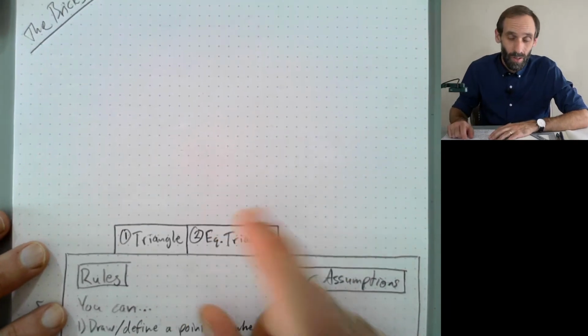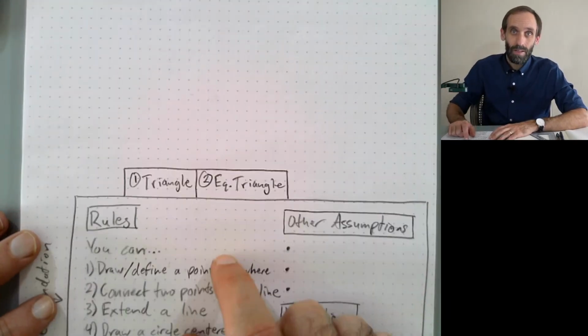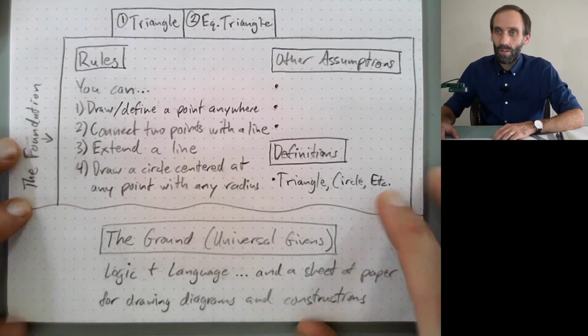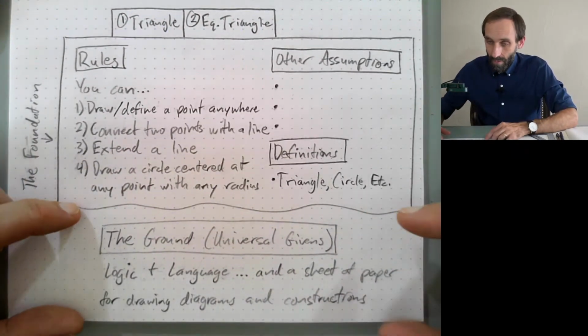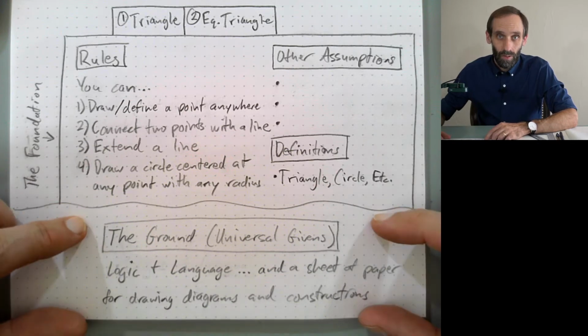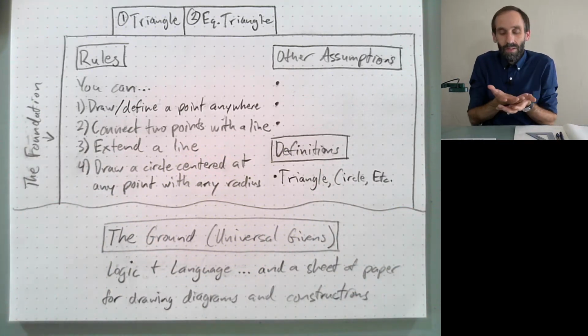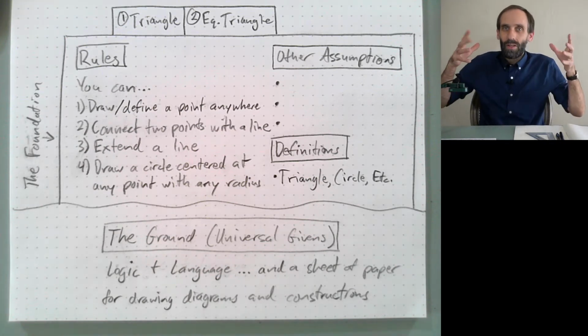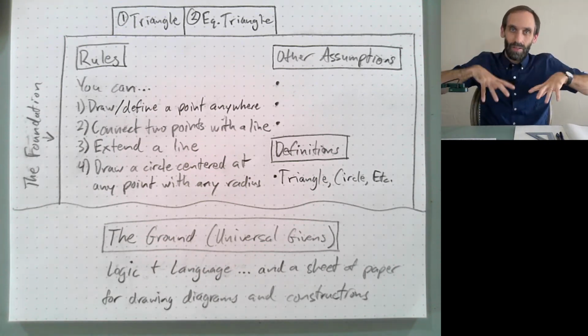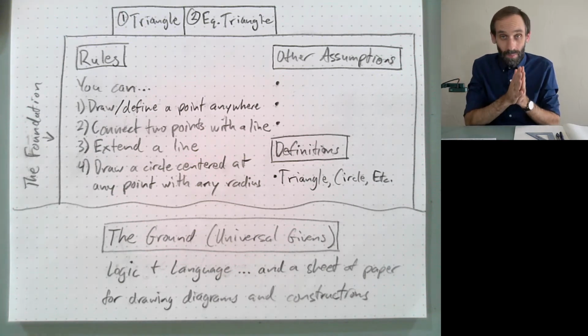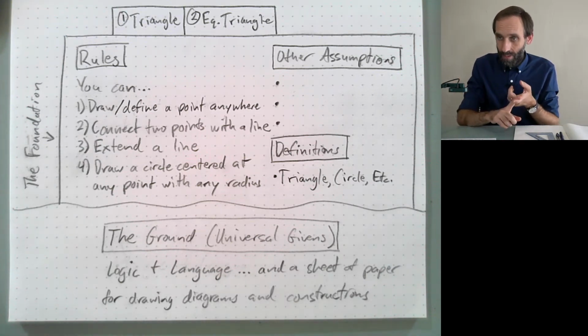I went ahead and drew the diagram from the last video to make it a bit more clear. And so let's go through the different parts. First of all, we have the ground, and this is not the foundation for the system. It's below the foundation. It's the ground that the foundation is embedded or grounded in. And the things that make up the ground are logic and language, as we discussed in the last unit.